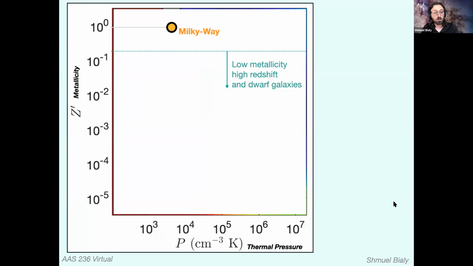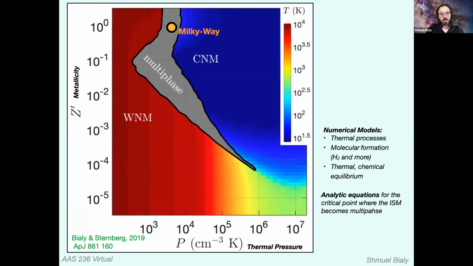Now, what happens when we go to low metallicity? Here the axes show the metallicity on the y-axis and the thermal pressure on the x-axis. Here we have the Milky Way point at metallicity of 1. And here are low metallicity galaxies, say high redshift, dwarf galaxies, you name it. And what we find is, first of all, at solar metallicity, as you go from warm and you increase the thermal pressure, you get the multi-phase strip. Here's the Milky Way. And then if the thermal pressure is very high, you get the cold neutral medium ISM, as we saw before.